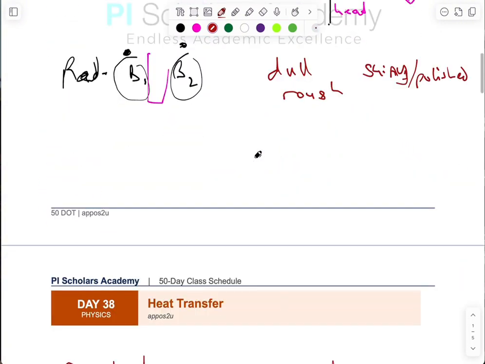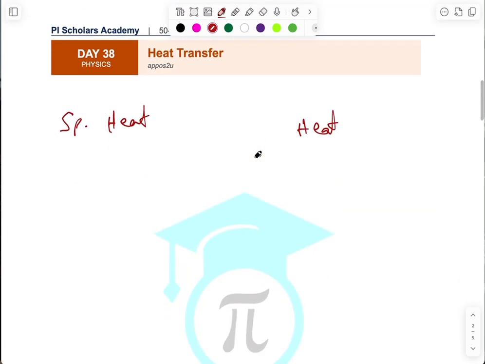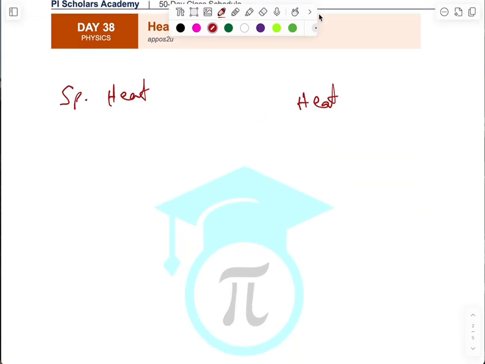Let's talk about the quantity of heat now. For quantity of heat, I'll be talking about the specific heat, and then the latent heat as well. So let's talk about the specific heat first.